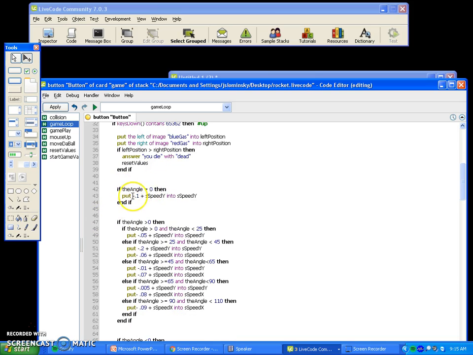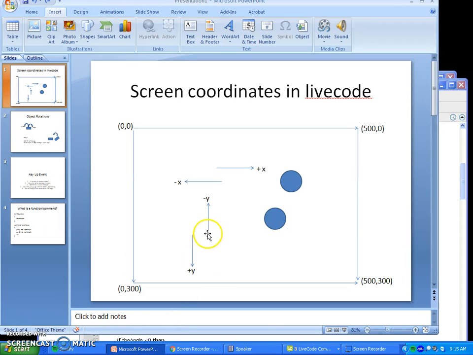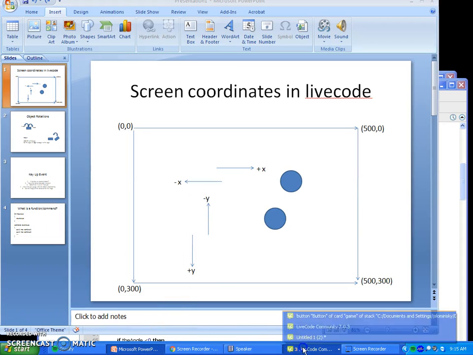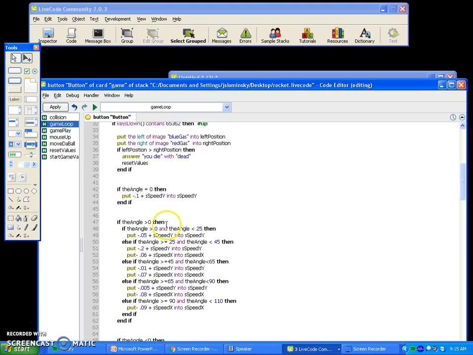If the angle equals 0, this variable represents the angle of our rocket ship. So if our rocket ship's angle is 0, that means the rocket ship is just straight up and down. Put -1 plus speed y into speed y. What this does is make the rocket go up. Remember we talked about on the PowerPoint that if we go up, it's negative. So if we look at the code, when you add a negative value to the speed y, that will make our rocket go up. So that's just saying if your rocket ship is straight, go ahead and do that.